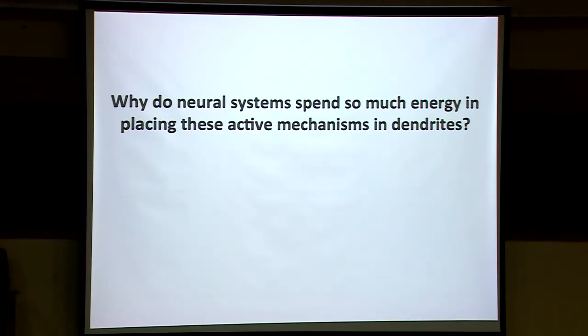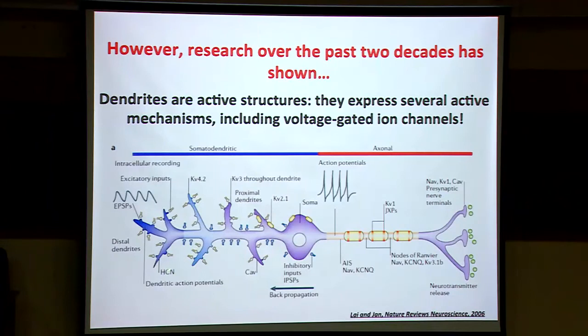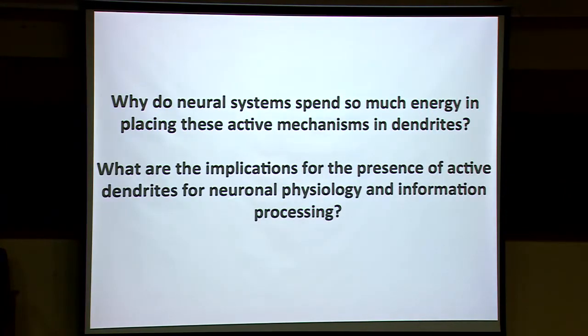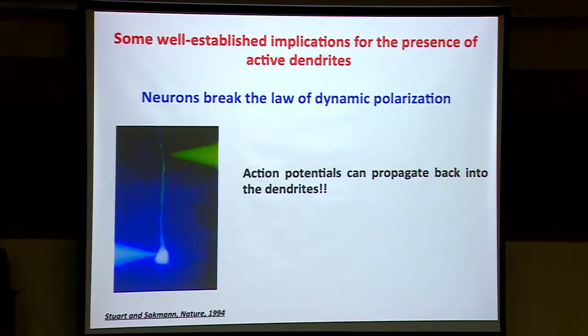But the question is, if something is stupid, then evolution would have thrown it away a long time ago. So the question to ask is, why do neural systems spend so much energy in placing these active mechanisms in dendrites? Right? So you have these several different ion channels that are present over here. It takes a lot of energy for the neuronal structure to transport these ion channels into these dendrites and place them over there. So why does it spend so much energy for putting it over there? And what are the basic implications for the presence of these active dendrites for neuronal physiology and information processing? So that has been the question that has been central to active dendritic literature, and this part of my laboratory's work also focuses on this.